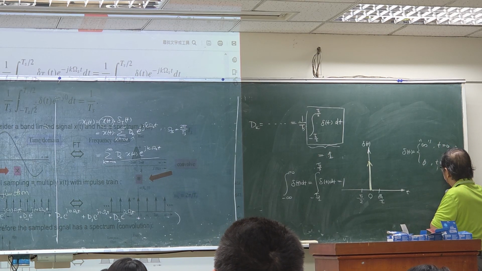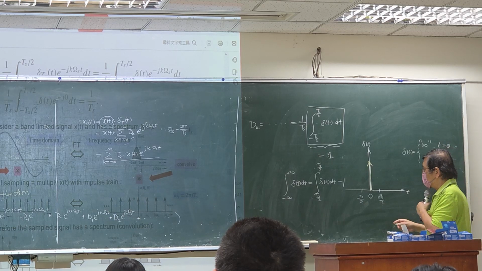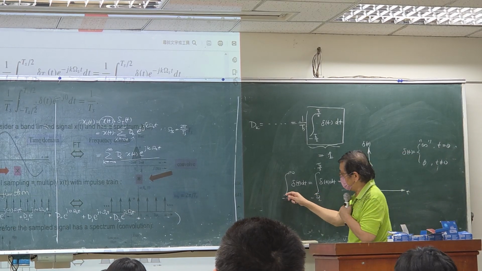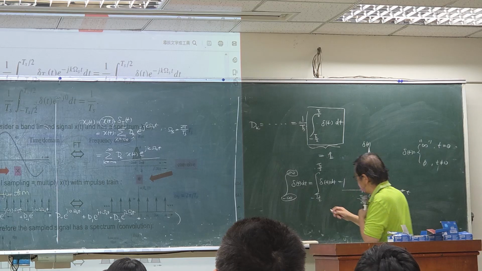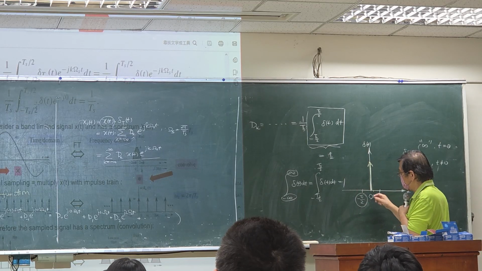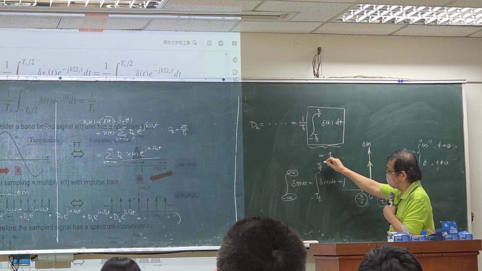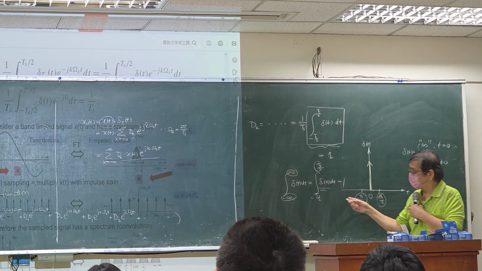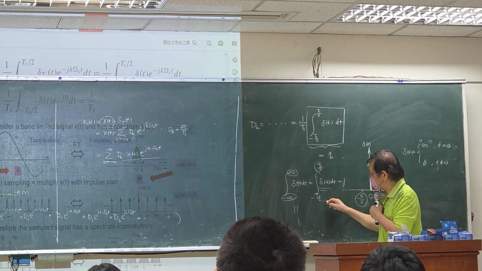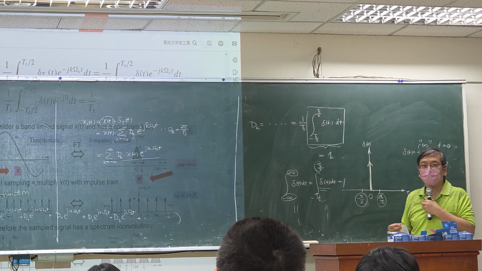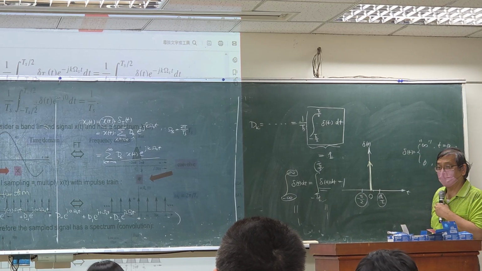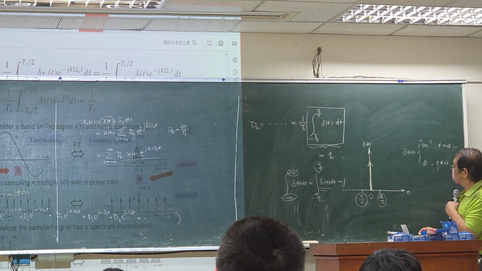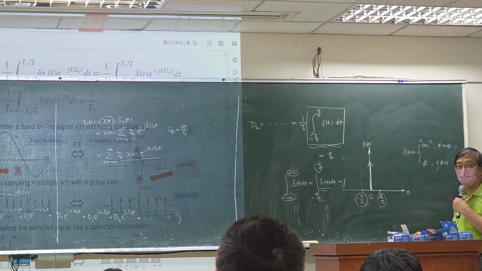But t is not equal to 0. So it doesn't matter whether you integrate from negative infinity to positive infinity, or from negative 1/2 Ts to positive 1/2 Ts. The result is the same. This is equal to 1, and this is also equal to 1. Got it? All right.